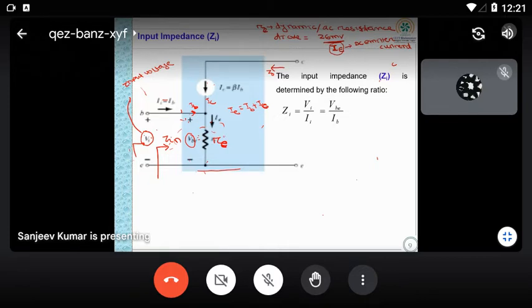Now what is the input voltage here? This voltage I can take as the voltage across base to emitter. So this is base emitter. That's why I can write the voltage here as VB, and VB is the voltage across your resistance only.